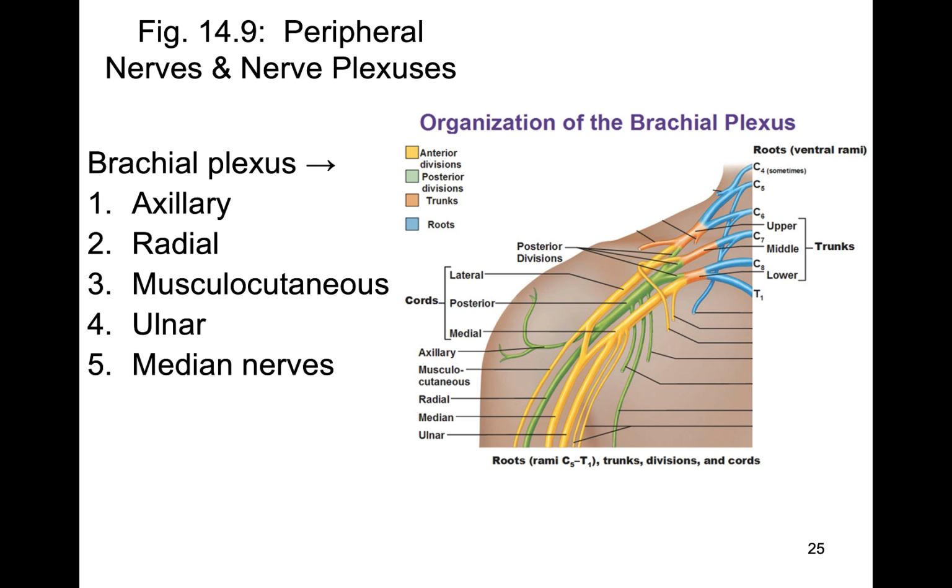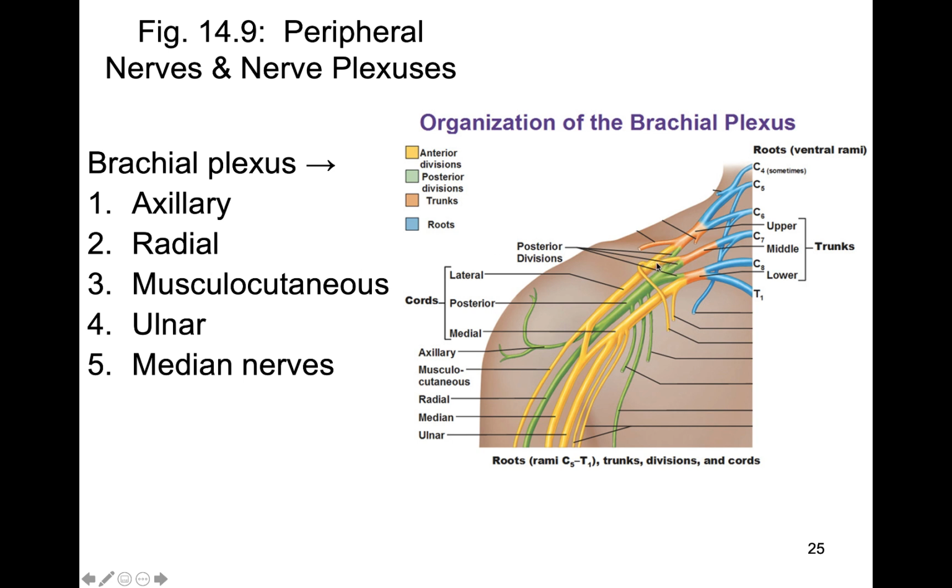If we keep following these trunks, they divide into anterior and posterior divisions. It's labeled here that this is the posterior division. So if these green ones are posterior divisions, then we have these top ones that are anterior divisions. So you have those color-coded. Green are posterior divisions, and the yellow are anterior divisions. And that's important because some of these posterior divisions are going to combine to make some of these nerves. So let's follow these divisions.